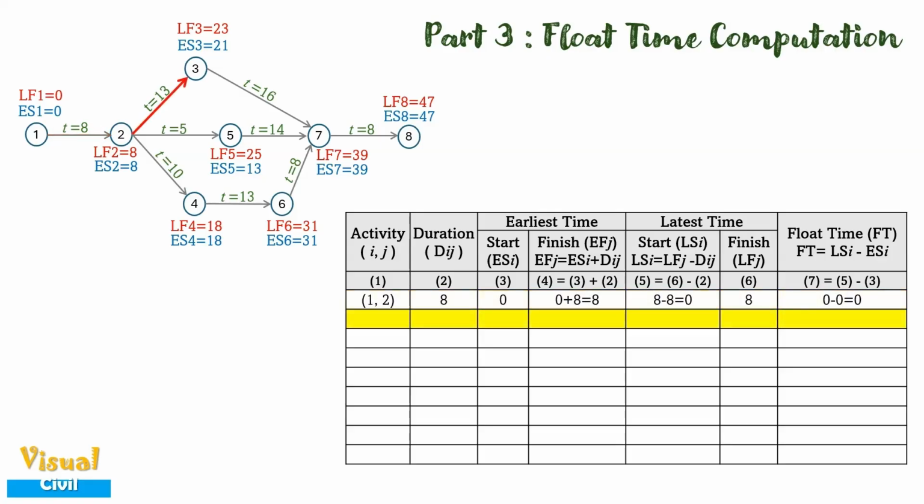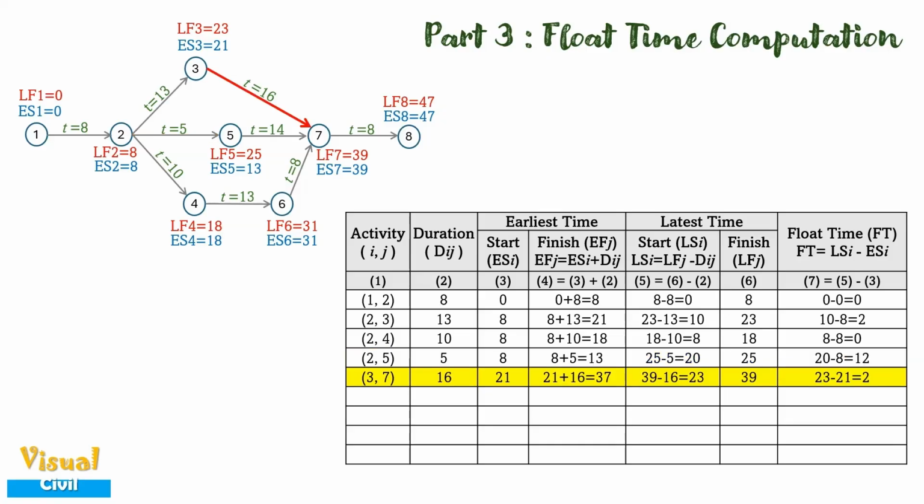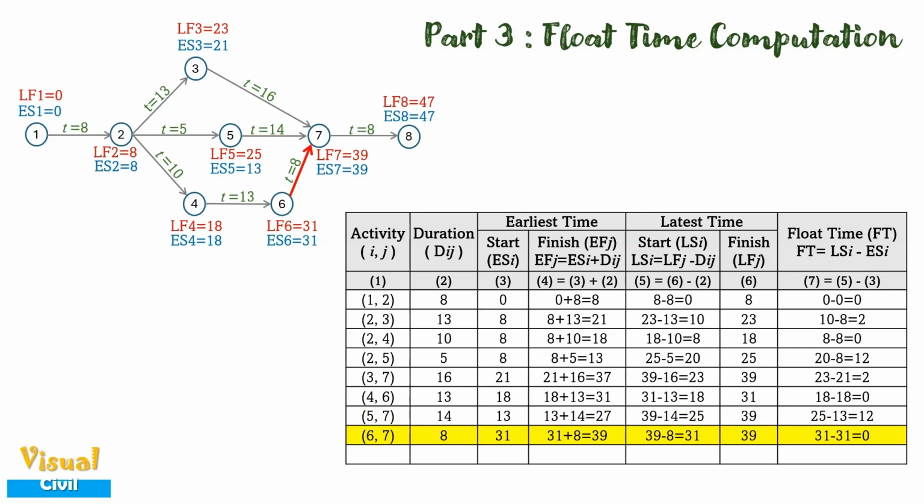Next, consider the second activity 2-3. Duration is 13. Earliest start time for event 2 is 8 and latest finish time for event 3 is 23. The earliest finish time is calculated as 21 and the latest start time is computed as 10. Finally, the float time can be calculated as 2. Similarly, we will do all the computation for activity 2-4, activity 2-5, activity 3-7, activity 4-6, activity 5-7, activity 6-7 and activity 7-8.